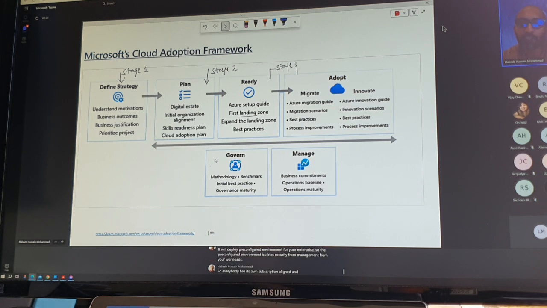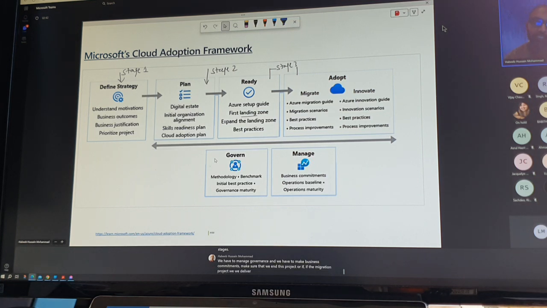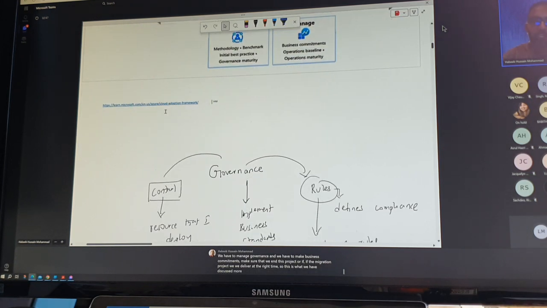And then adopt stage is where we are talking about migrating and innovating. Of all these three stages, we have to manage governance and we have to make business commitments. Make sure that we end this project, or if it's the migration project, we deliver at the right time. So this is what we have discussed. More details about the cloud adoption framework.